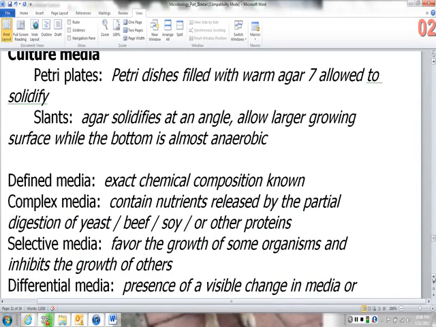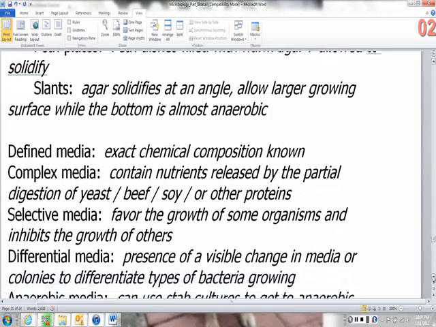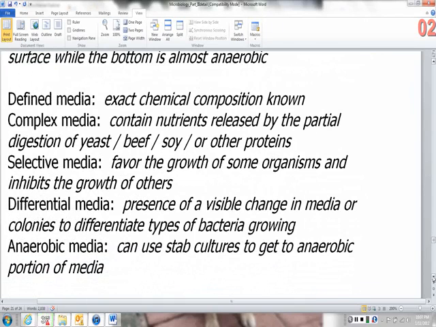All of these media can generally be placed in petri plates or in slants, where the agar solidifies at an angle, allowing a larger growing surface while the bottom is almost anaerobic. A differential media may be used to create a visible change in the media or colonies to differentiate the types of bacteria growing. The selective and differential media are both very useful in helping to isolate a specific organism. A stab culture may be used to inoculate the anaerobic portion of the media.